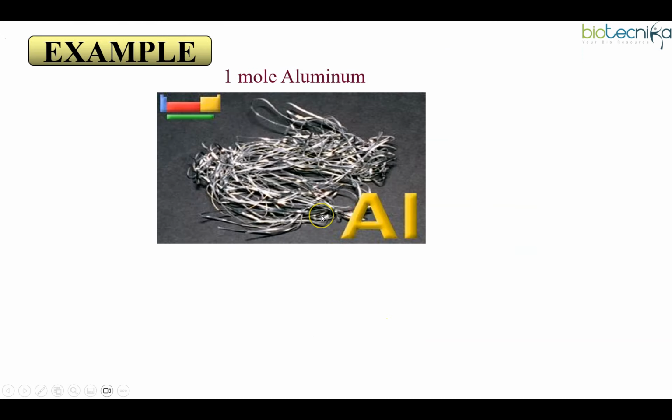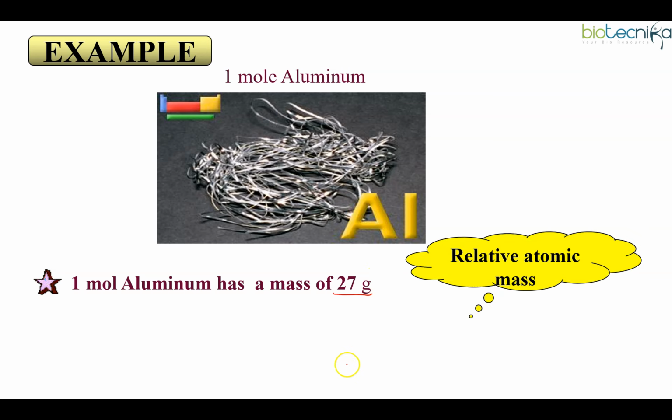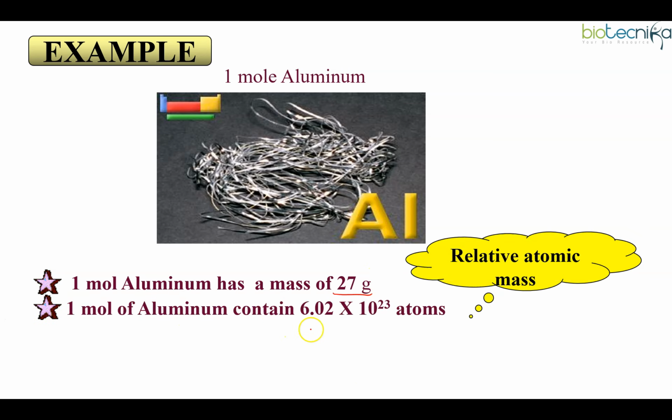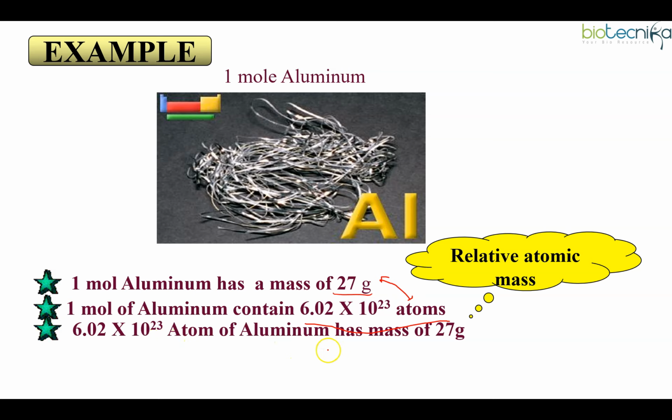Now one example, 1 mole of aluminium, how can you write it? 1 mole of aluminium has a mass of 27 grams, or we can also say 1 mole of aluminium contains 6 into 10 to the power 23 atoms. Now you can combine both of them, and you can also say that 6 into 10 to the power 23 atoms of aluminium has a mass of 27 grams.